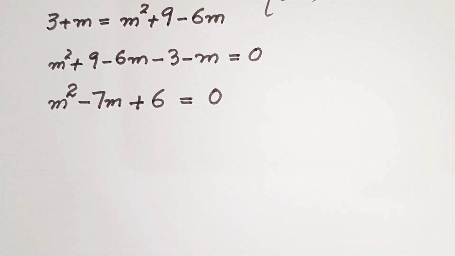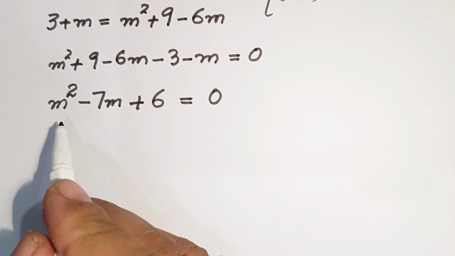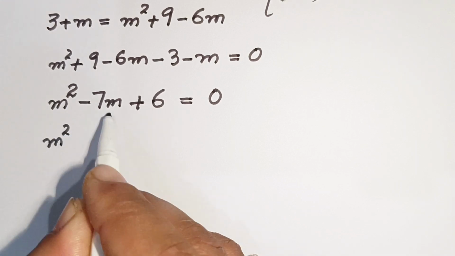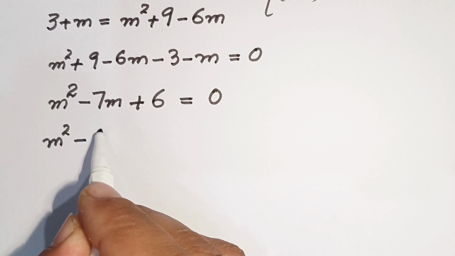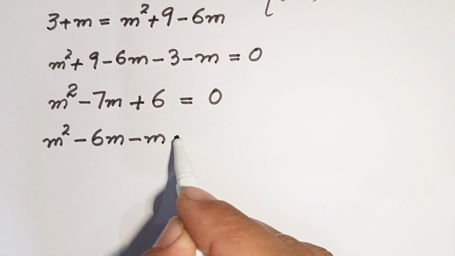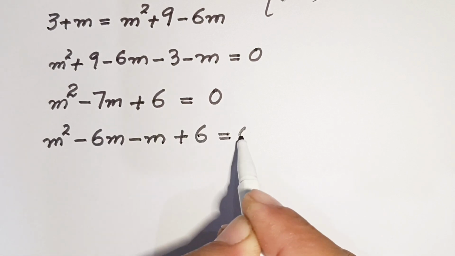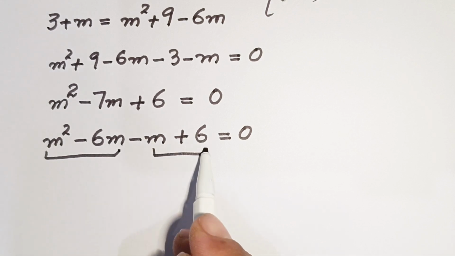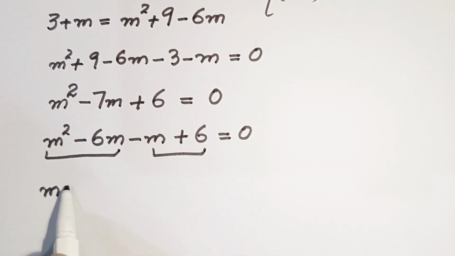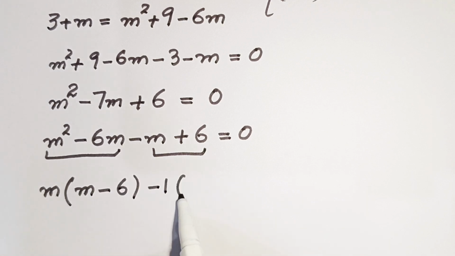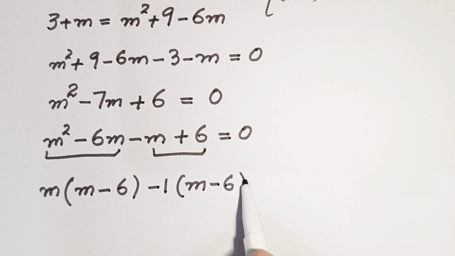We have to solve this by using the factorization method. As we know, here we just factor out m squared minus 7m plus 6 is equal to 0. Minus 7m can also be written as minus 6m minus m. Now making pairs, here we take m common and get m minus 6. Here minus 1 is common, and we have m minus 6 is equal to 0.